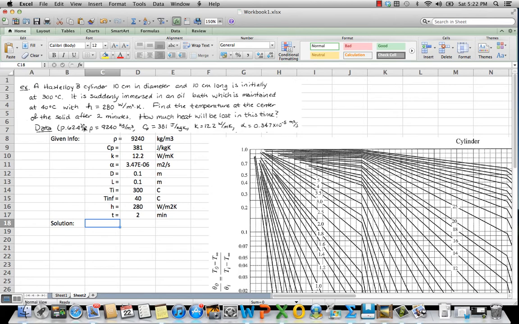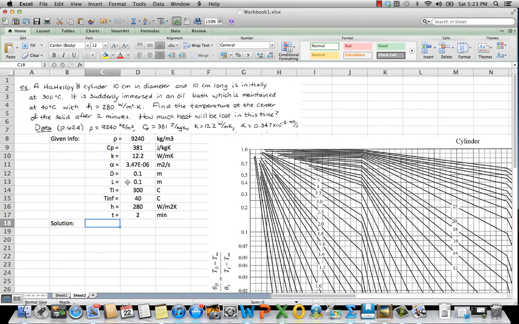Alright, so let's look at the second of the two examples. This is a cylinder problem, which means that we're going to be looking at the second set of Heisler charts. So remember, it's plates first, then the cylinders, and then finally the spheres. In this case, I've got a cylinder of 10 centimeters in length and 10 centimeter diameter.